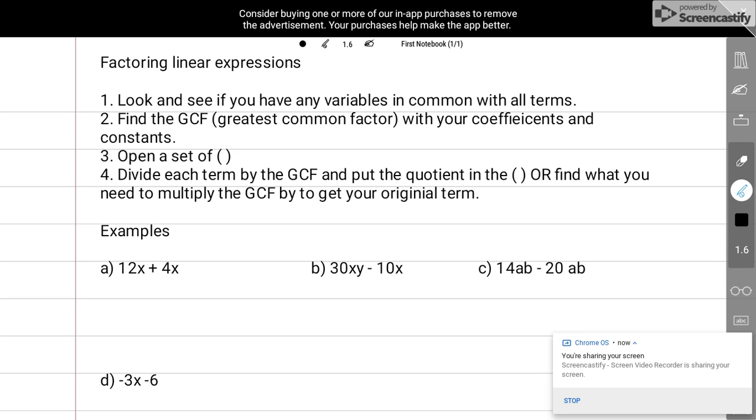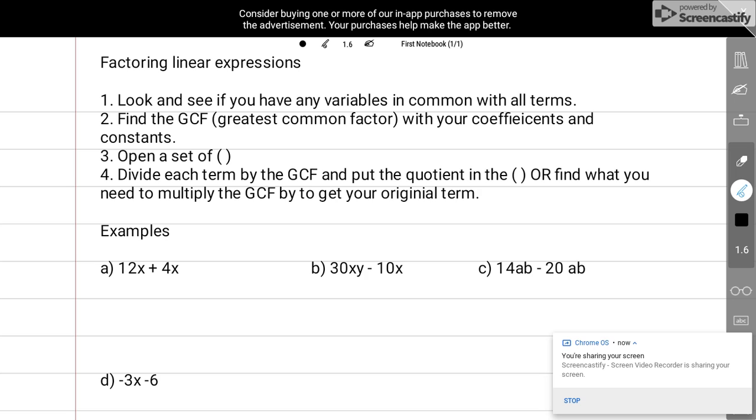Hey guys, welcome back. Today we're going to be talking about factoring linear expressions. So you can think of factoring as the opposite operation or the opposite technique of distributing. With distributing, you have a set of parentheses, you distribute a number with multiplication, and you get a new expression. But with factoring, you have that expression and you're going to go backwards to get that set of parentheses.